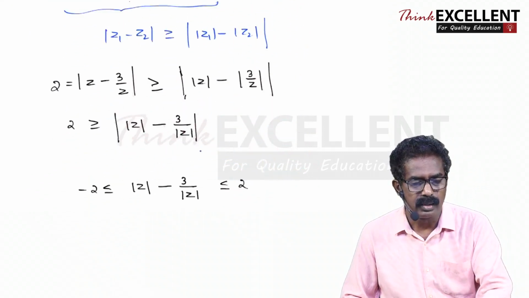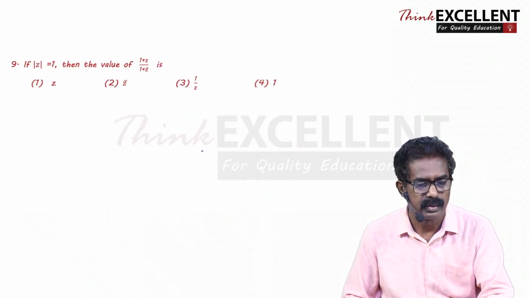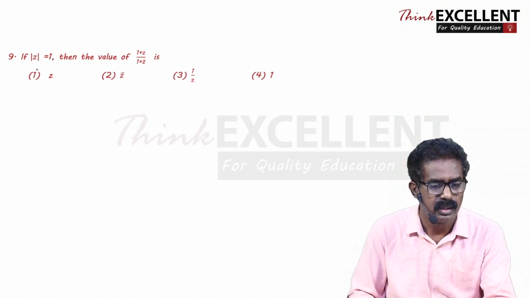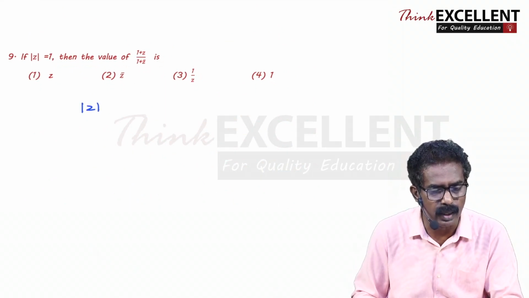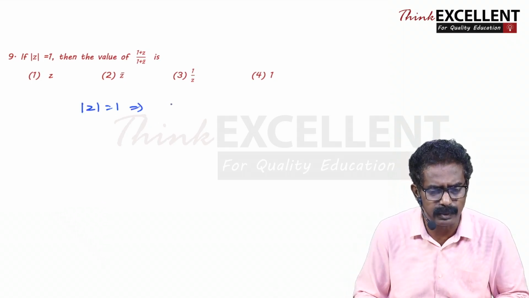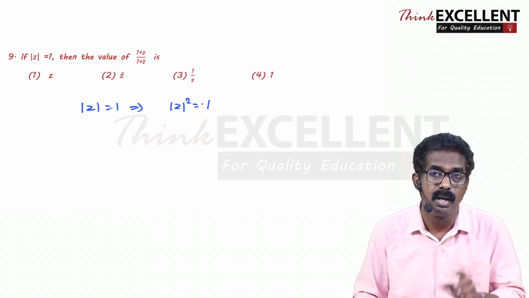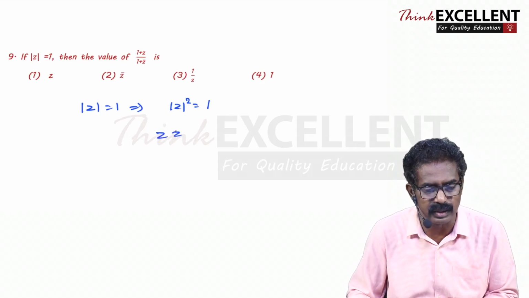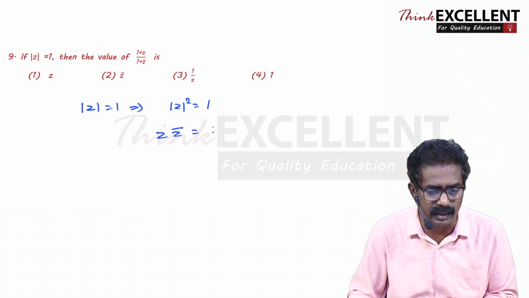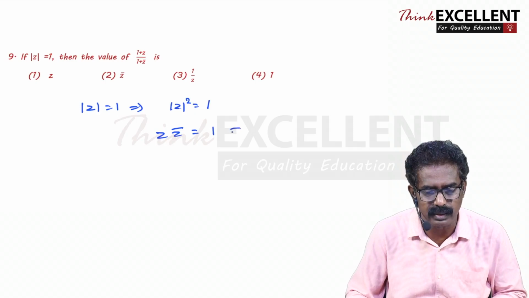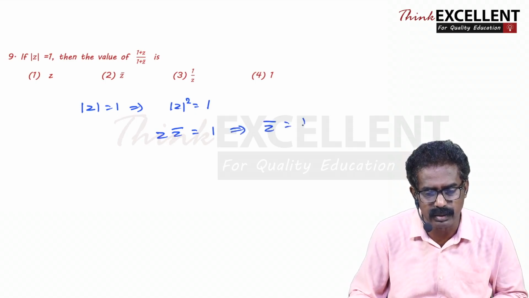Now let's move on to the next question, question number 9. Listen to this question. If modulus z equal to 1, please listen here. Whenever you get modulus z equal to 1, you square both sides. Modulus z square equal to 1 square. 1 square is 1 only. Modulus z square can be written as z into z bar. Z into z bar equal to 1, right? Then what is z bar? Z bar is equal to 1 by z.